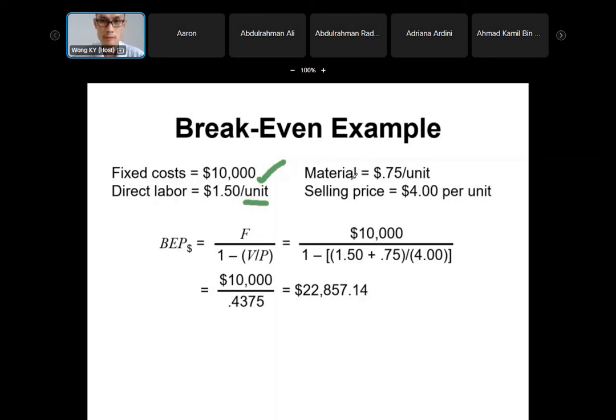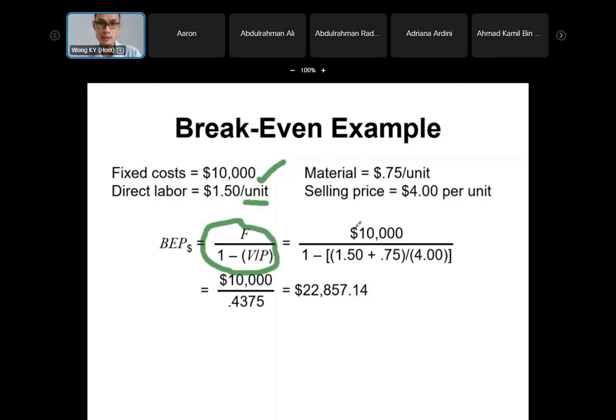Material cost is also a variable cost. It's given as 0.75 cent per unit. And selling price is given as $4 per unit. So with this, we can calculate the break-even point in dollars. The break-even point in dollars is calculated using the formula I've shown you just now.